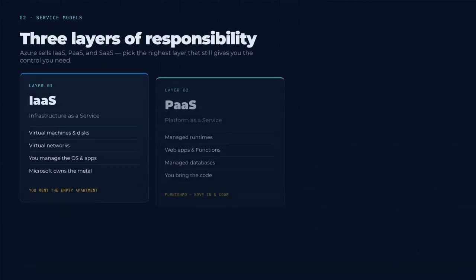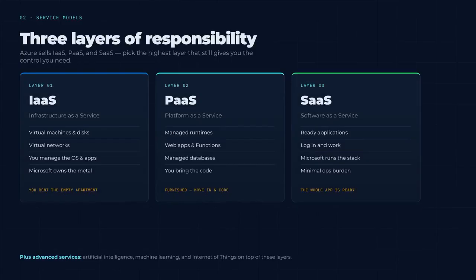Cloud isn't one product, it's 3 layers of responsibility, and Azure sells all 3. First, infrastructure as a service, IaaS. Think virtual machines, disks, and networks. You still manage the operating system and apps, but Microsoft owns the physical hardware. It's like renting an empty apartment. The building is theirs, the furniture is yours.